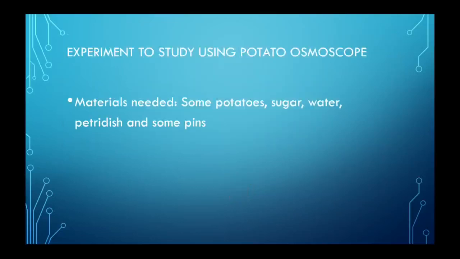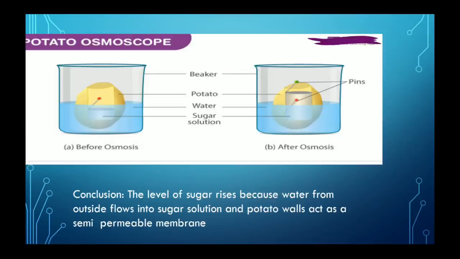Okay, let us perform an experiment to better understand osmosis, using a potato osmoscope. So the materials needed are, what we have to do, we have to take a beaker, and fill it half with water, and take the potato and make a cavity in it very gently, and then make a sugar solution, and keep the sugar solution in the potato cavity.